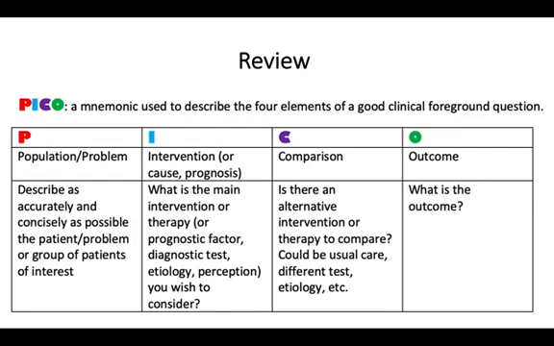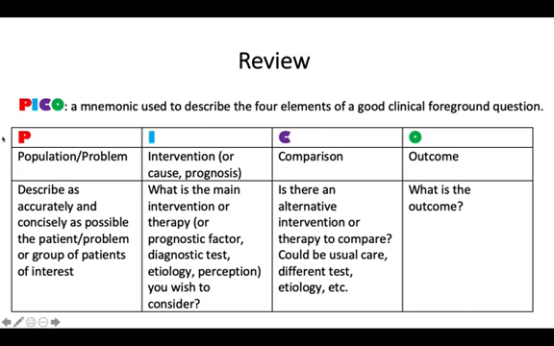And let's review from video 1. So PICO is a mnemonic used to describe the 4 elements of a good clinical foreground question. And if you're not familiar with the term foreground, that means that it's a specific question that you want to find specific evidence on, versus a background question, which would be more like, what are the options for preventing falls? Whereas a foreground question would be, is the Morse or the Heinrich tool better for preventing falls?